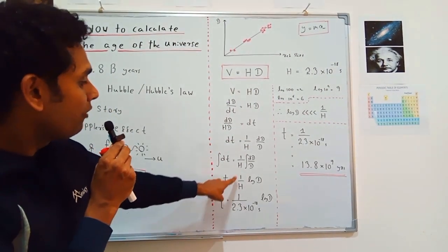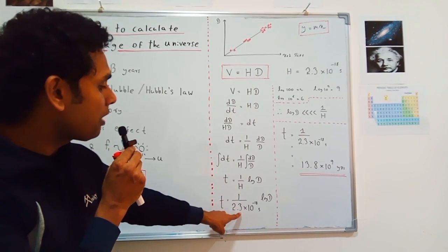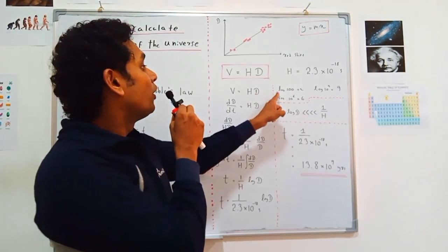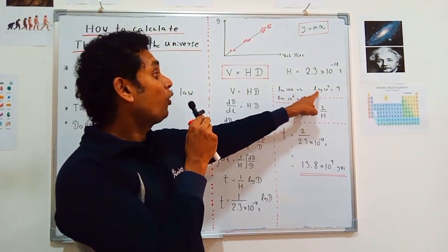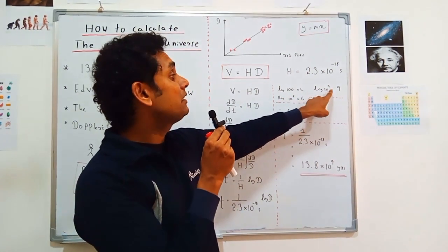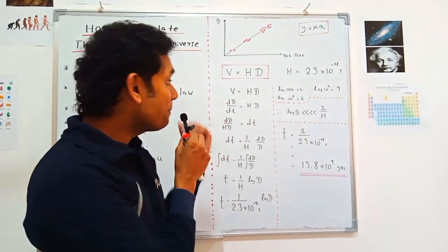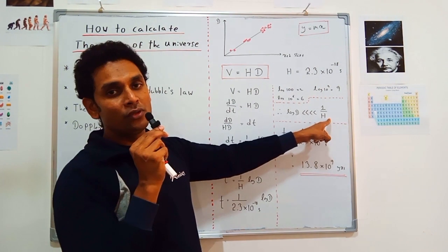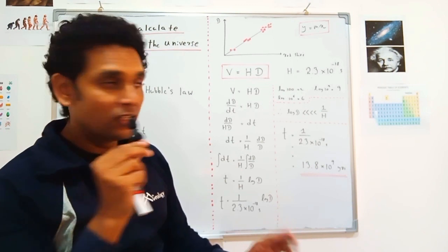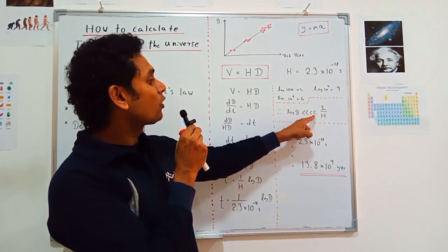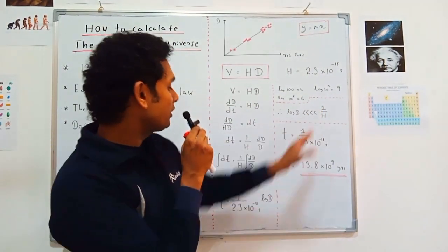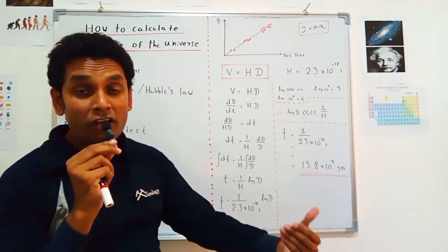T is equal to 1 divided by H, that means 1 divided by 2.3 multiplied by 10 to the power minus 18, and log d. Now what will happen? Log 100 is equal to 2. Log 1 million is equal to 6. Log 1 billion is equal to 9. So compared to the 1 divided by H value, the log d value is very small. Very small. So for the moment, we can forget about this log d value.